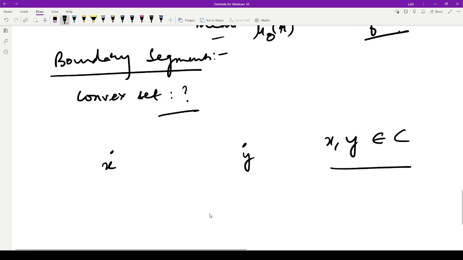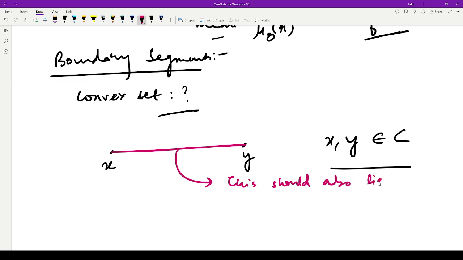What does convex set mean? That the line joining the points x and y, it's a straight line, will also lie in C. This should also lie in C if C is a convex set. So this is the geometric interpretation of what convex set means.